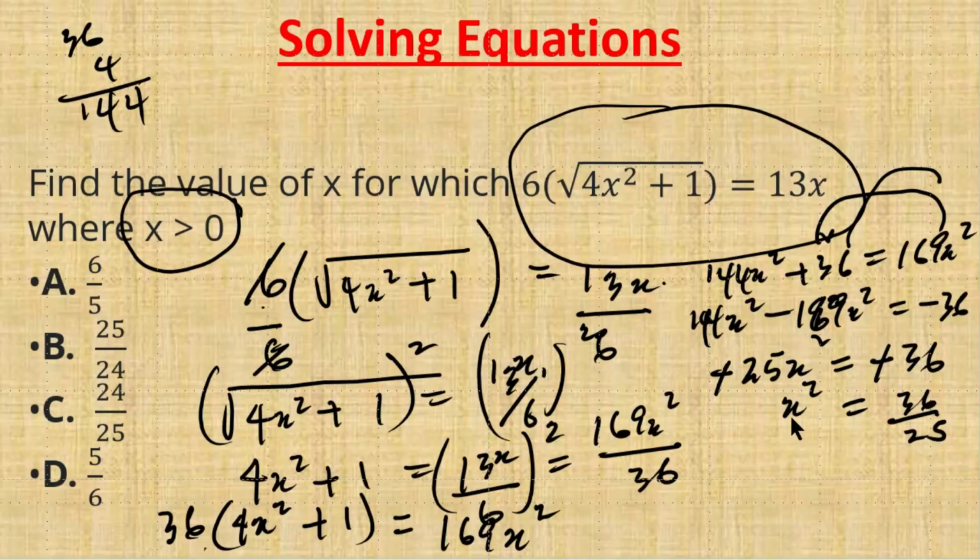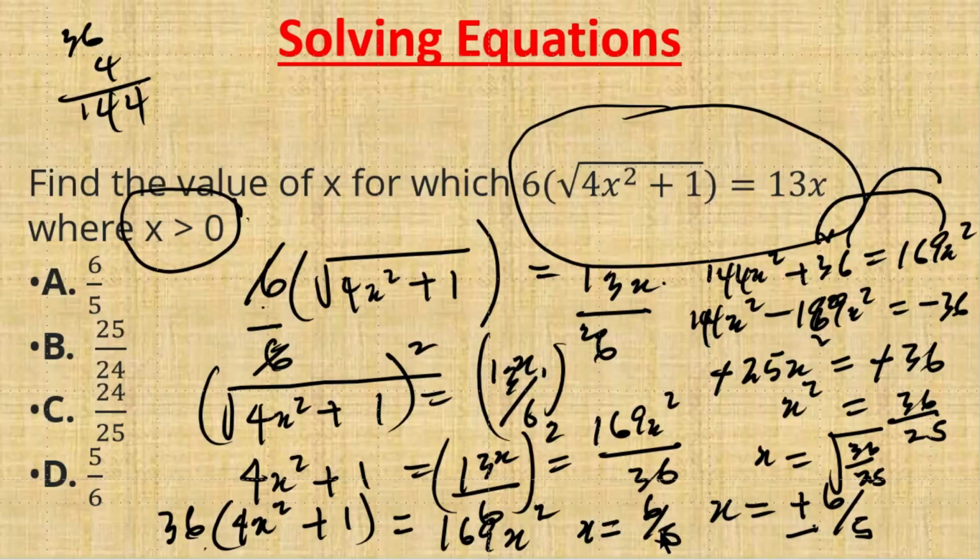Now, if x squared is equal to 36 over 25, I can find the square root of both sides. The square root of x squared becomes x, and the square root of the other side becomes the square root of 36 over 25. So x will be plus or minus. The square root of 36 is 6 over 5. Now, since my examiner has said where x is greater than 0, I can do away with the negative part and concentrate on the positive. So my result must be 6 over 5.